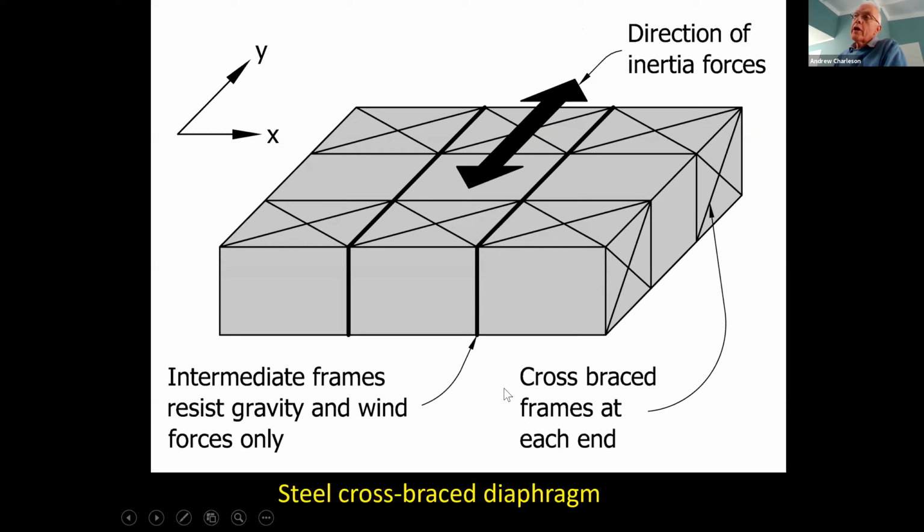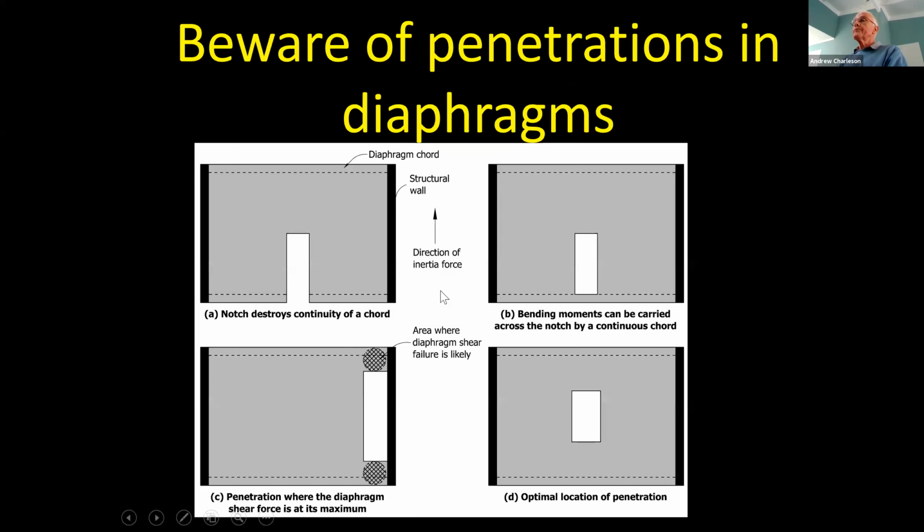And for your roof, even if you've got a light roof, you must create a diaphragm using horizontal trusses to transfer the inertia forces to the bracing, wherever it is in plan. In this building, the bracing is at each end of the plan. Now, because your floor and roof slabs function as these horizontal beams, you've got to be very careful about penetrations.